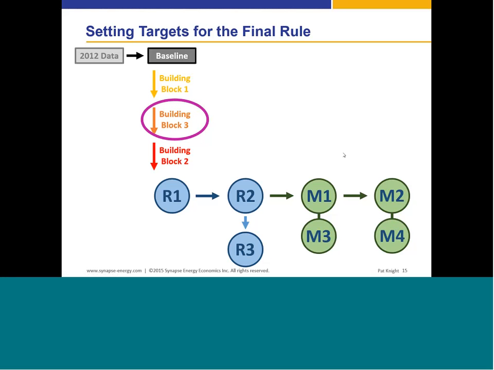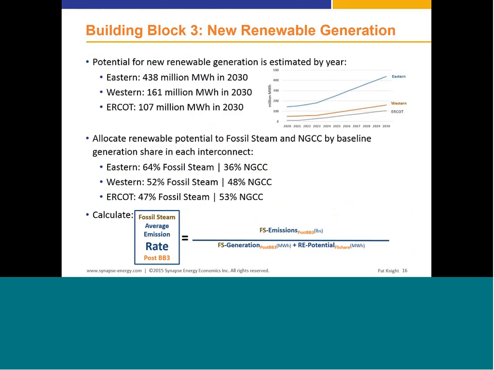Next, EPA moves, somewhat confusingly, into building block 3. And it's confusing because the blocks are out of step for some reason. But building block 3 is all about new renewable generation. Under this step, EPA has used modeling, it's used forecasts from NREL, and it's figured out an estimate of how many megawatt hours of renewables could be in place in each one of these 3 interconnects in the future between 2022 and 2030. EPA then takes the total number of renewables in each year in each interconnect and figures out what type of resources get displaced by this new generation.